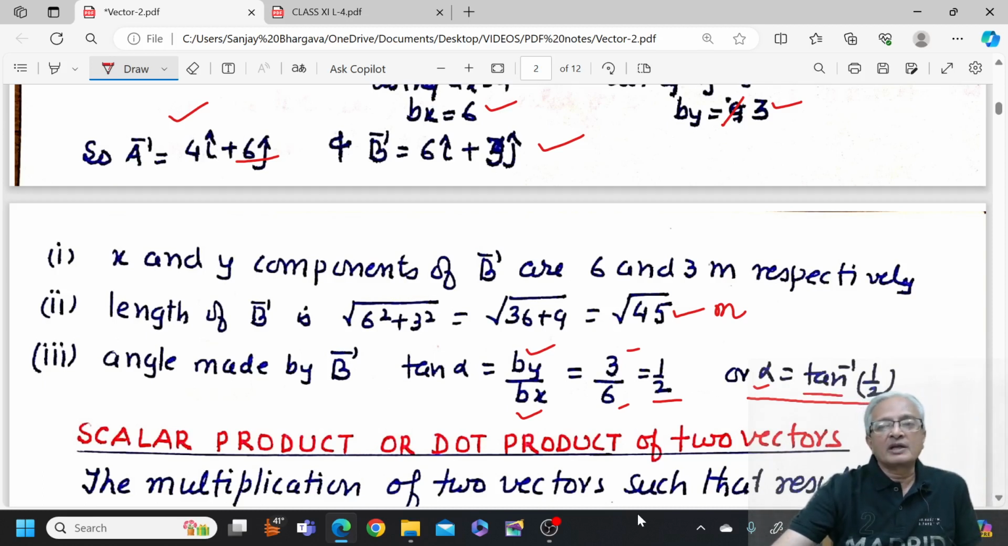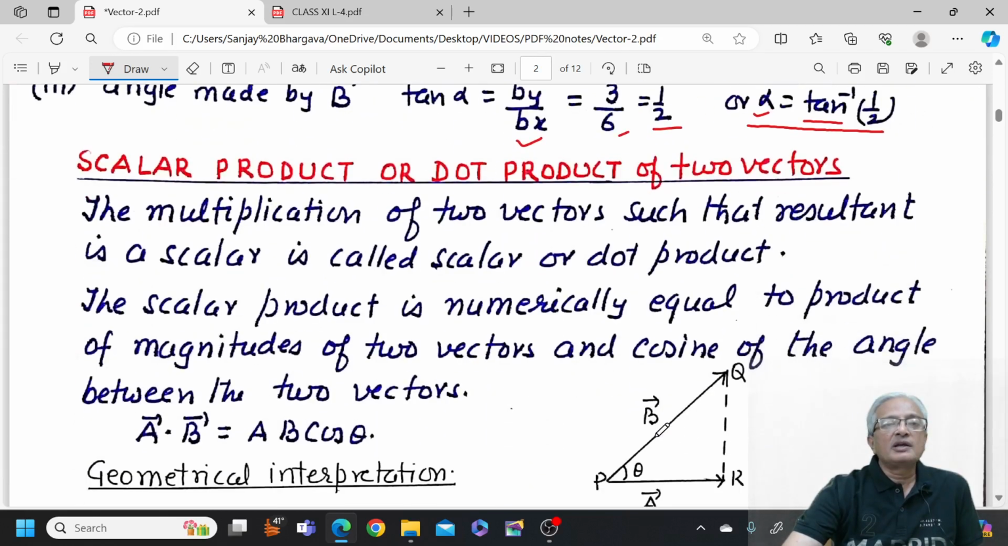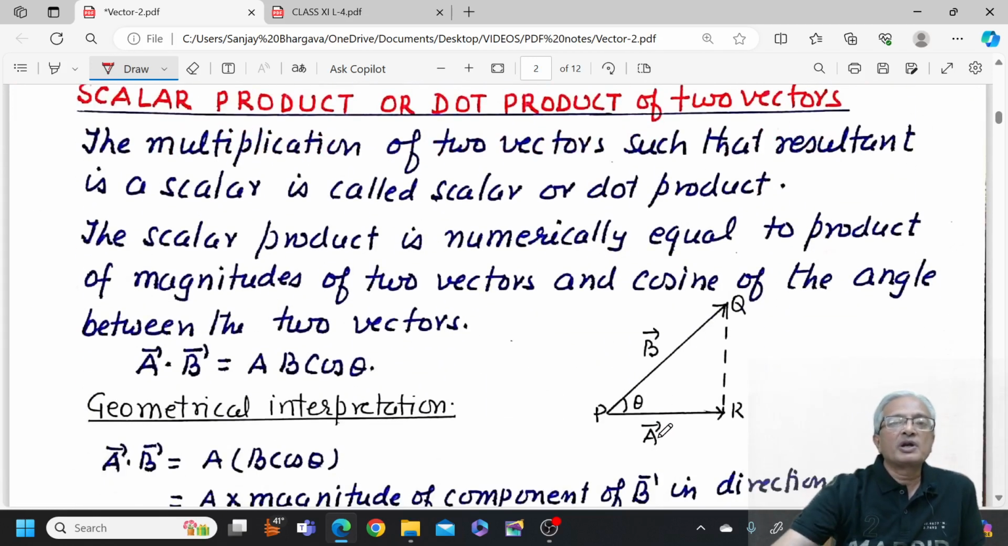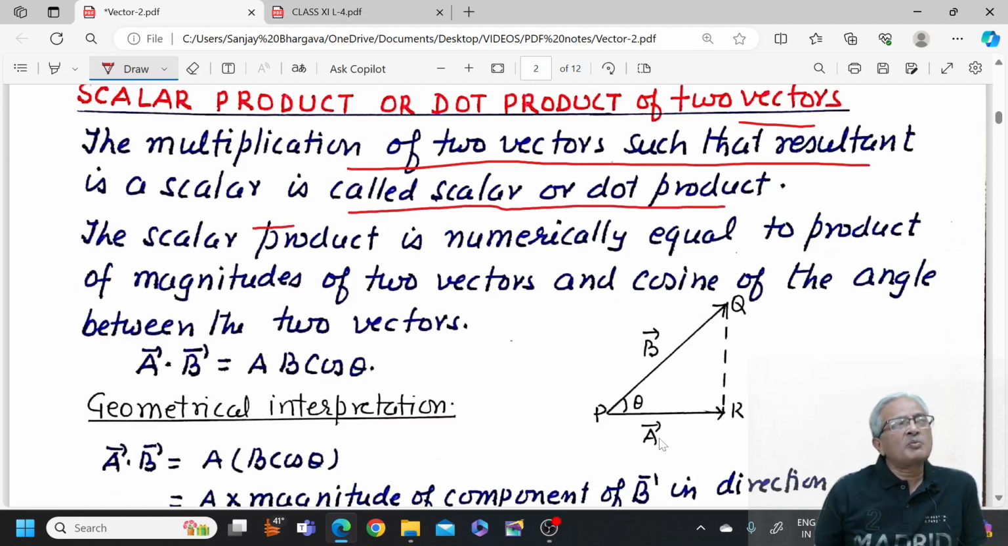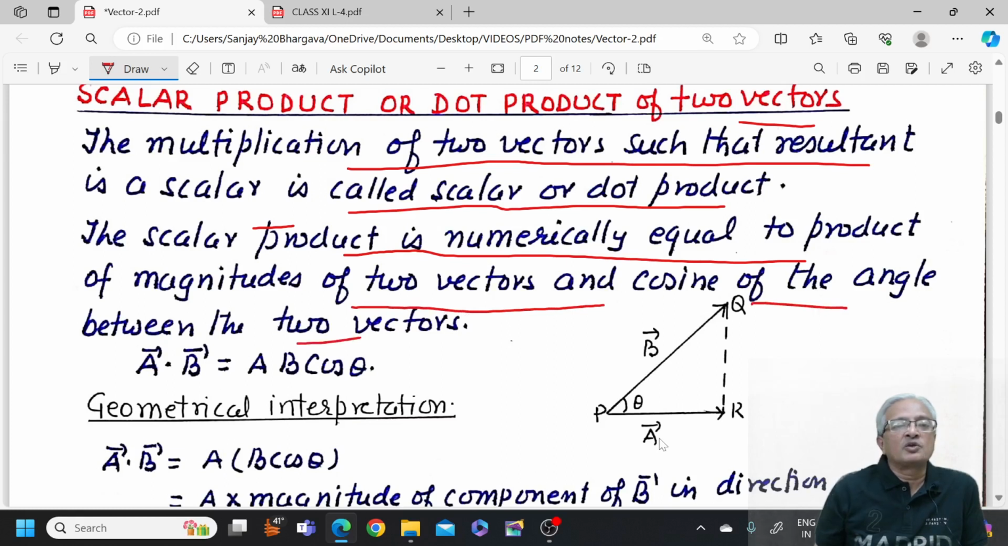There are two ways of vector multiplication. The first one is the scalar product, or the dot product, of two vectors. Multiplication of two vectors such that the resultant is a scalar is called the scalar or dot product. That means you are multiplying two vectors, and after multiplication whatever you get is a scalar. The scalar product is numerically equal to the product of the magnitudes of the two vectors and the cosine of the angle between the two vectors.